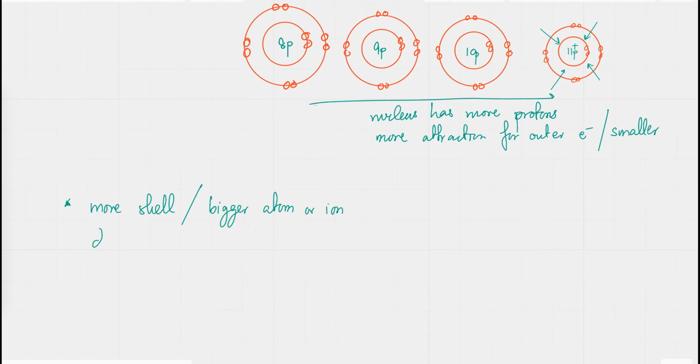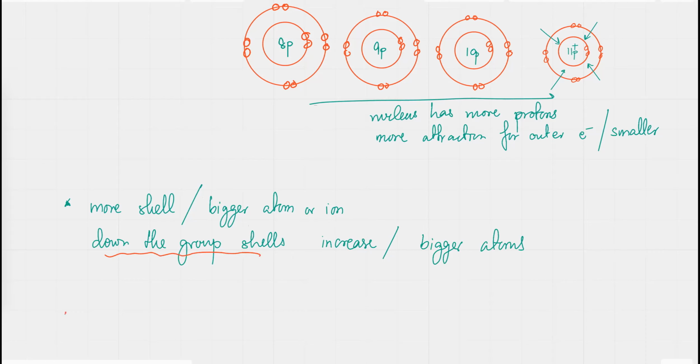So down the group, it's pretty obvious that shells increase, which is why you have bigger atoms down the group. So that is all about what happens down the group. Then you also have across the period. What happens to the size of the atom when you move across the period?